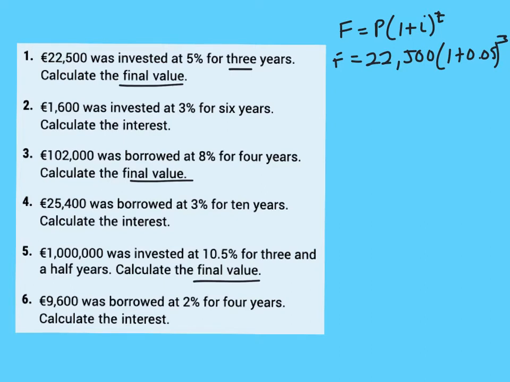So again, if you want to, write the P above this, the I equals 0.05 above that, and then my T is 3. And again, all you have to do then is pop that into the calculator, and when you do that, you get F is equal to 26,046, and you get a decimal there, and it's 5625. So I'm going to round that to the nearest cent, 26,046.56.